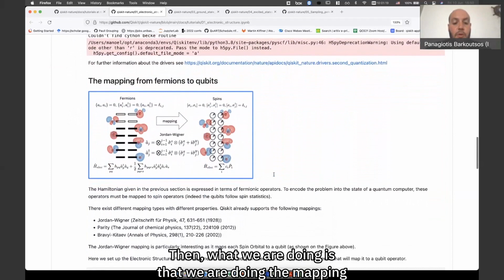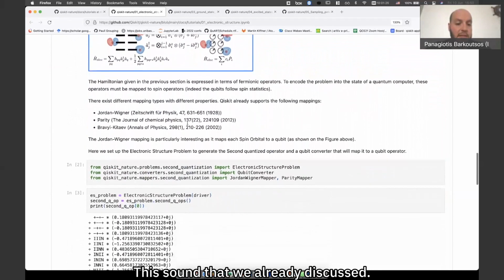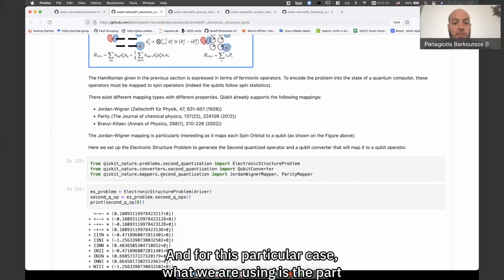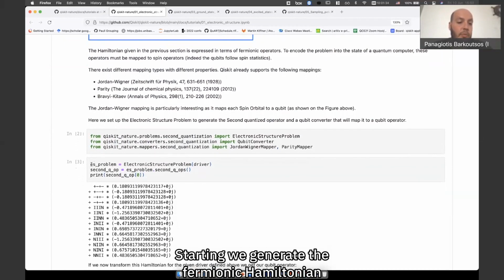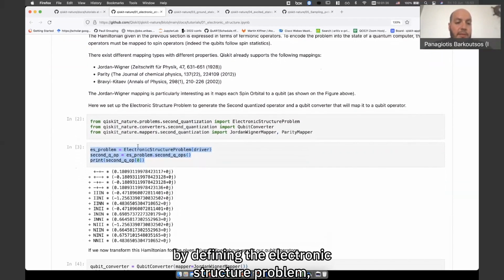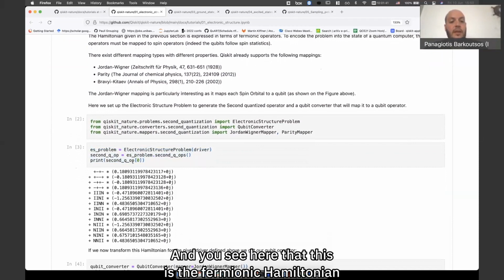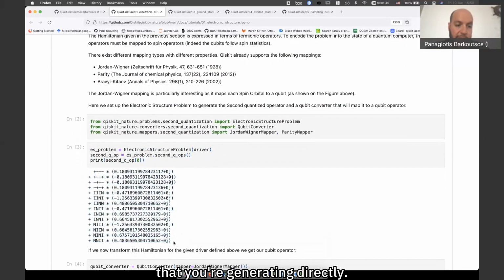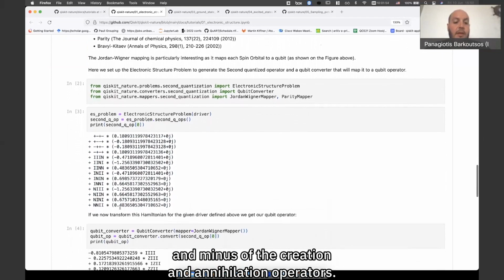Then what we are doing is the mapping from the fermionic space to the qubit space. This is something that we already discussed. For this particular case, we are using the parity and the Jordan-Wigner mapper. Starting out, we generate the fermionic Hamiltonian by defining the electronic structure problem and the second quantized operator. And you see here that this is the fermionic Hamiltonian that you are generating directly. N is the number operator, plus and minus are the creation and annihilation operators.